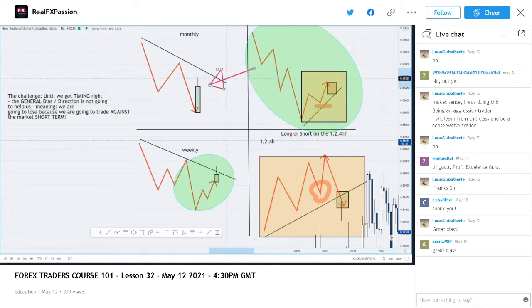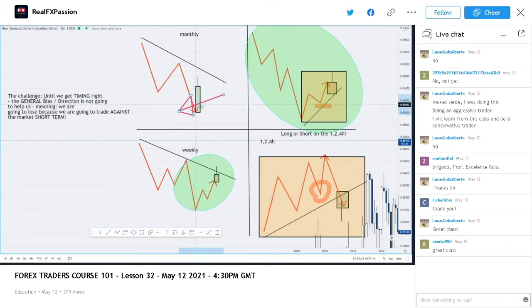Okay, so if this quadrant on the 1 hour, 2 hour, 4 hour chart is the representation of this quadrant from the daily, and if this circle from the daily is the representation of this circle from the weekly, then should we go long or short on the 1 hour, 2 hour chart, and when?